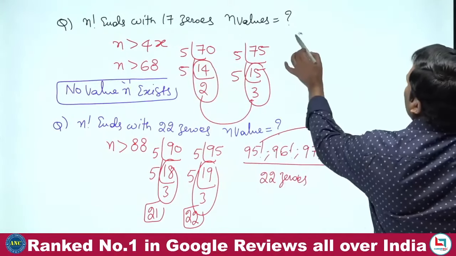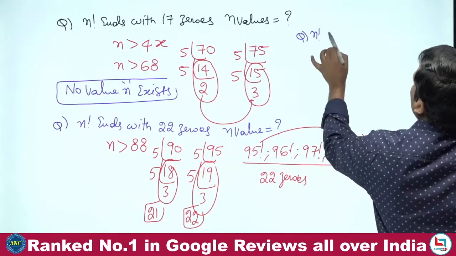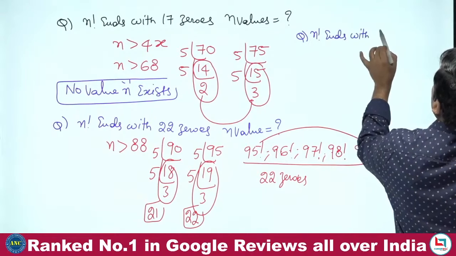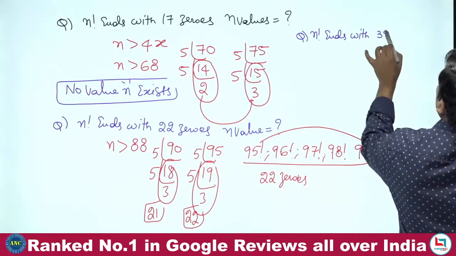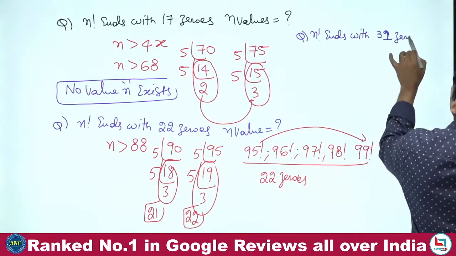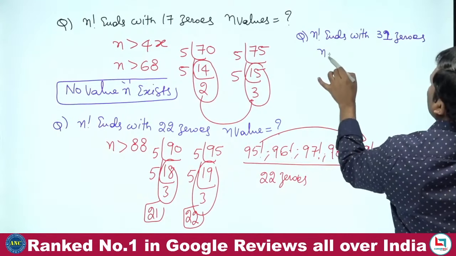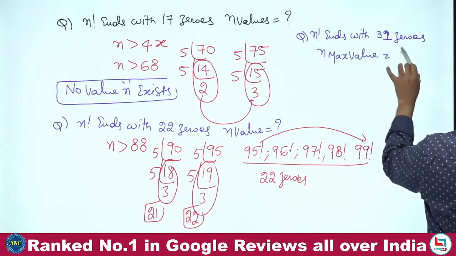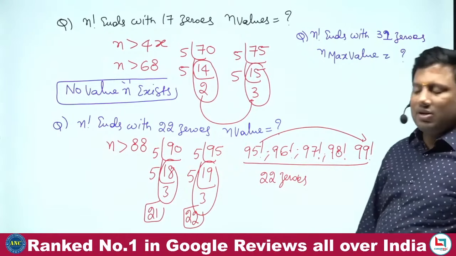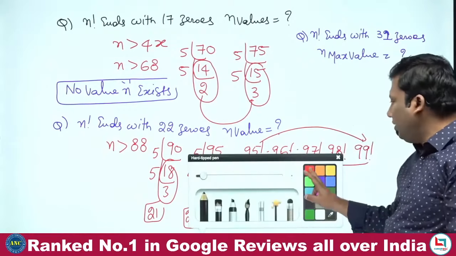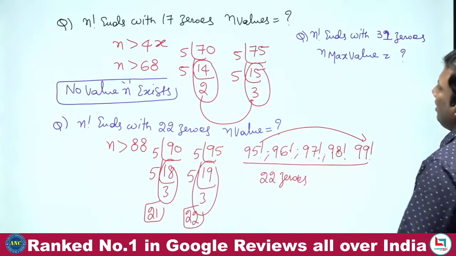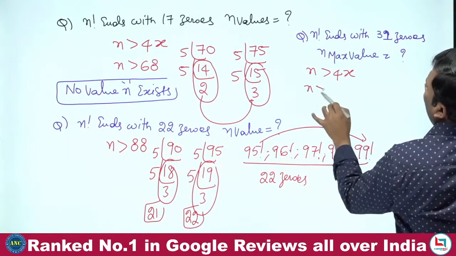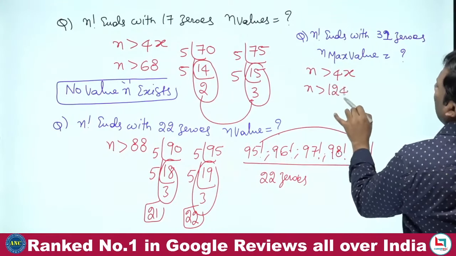Third one, another question. N factorial ends with 31 zeros. What is the maximum value n can take? Let us see here. N is greater than 4x. N is greater than 4 into 31, which is 124.